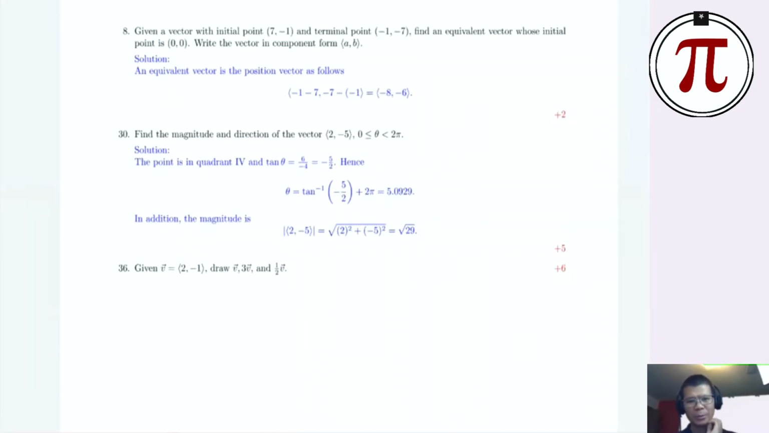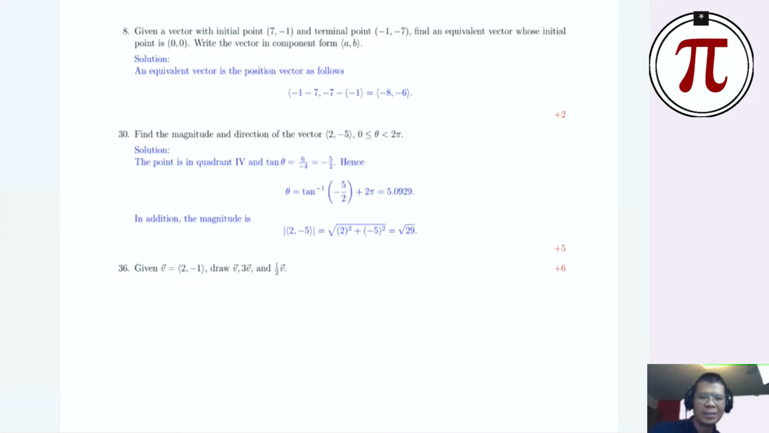Okay, all right. So we're going to go through quiz 16 first. Let's consider question 8. Mustafa, can you read for us? Given the vector with initial point 7, -1, and terminal point -1, -7, find an equivalent vector whose initial point is 0, 0. Write the vector in component form AB.